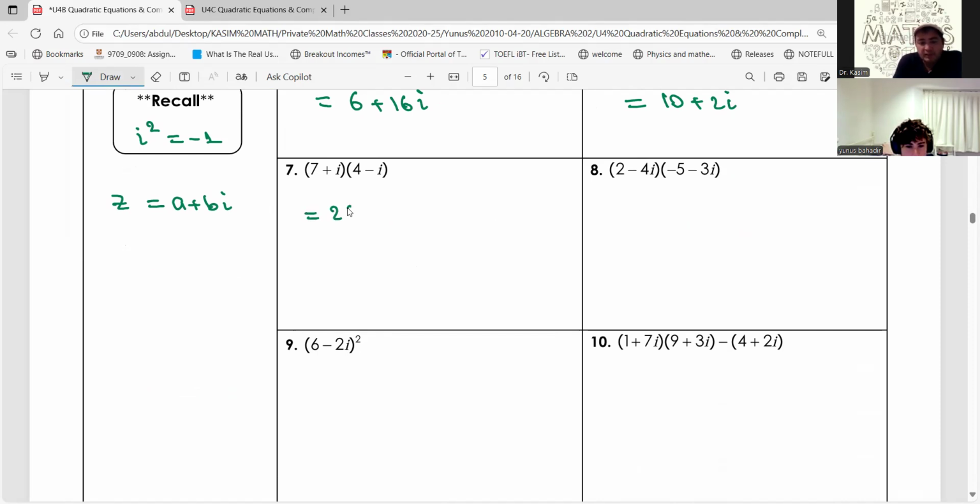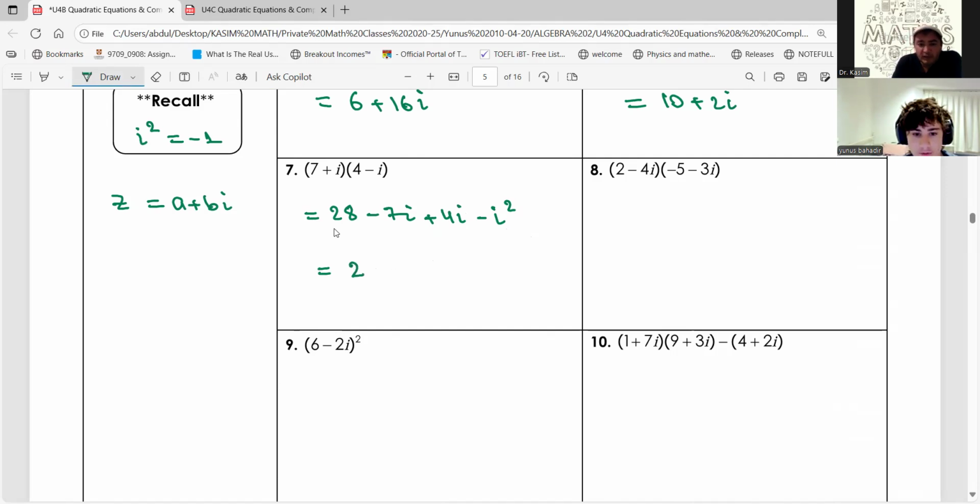28 minus 7i, plus 4i, and then minus i squared. Now can you simplify this? i squared is negative 1, right? So 28 plus 4i.